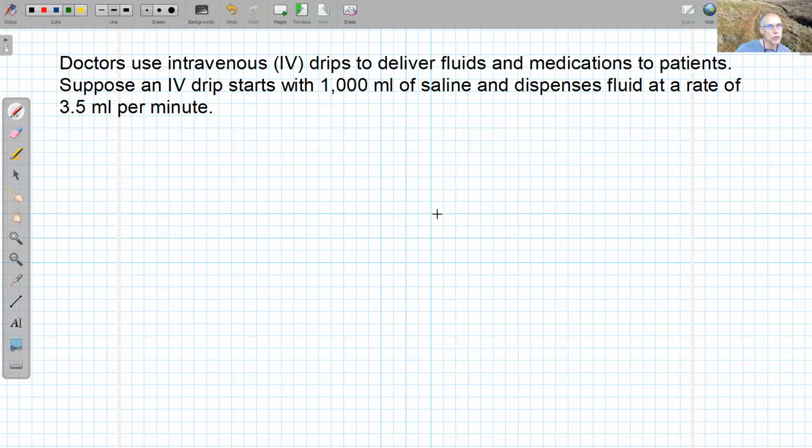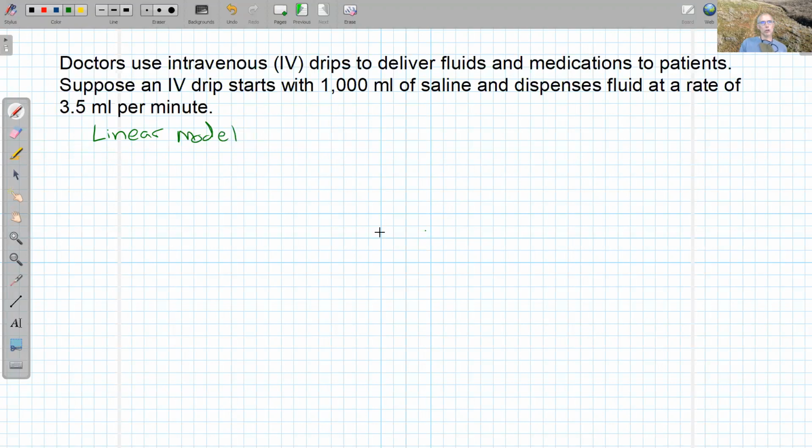So doctors use intravenous IV drips to deliver fluids and medications to patients. Suppose an IV drip starts with 1,000 milliliters of saline and dispenses fluid at a rate of 3.5 milliliters per minute. So the first concern I have, in this context, is this a linear situation? Can I apply a linear model here?